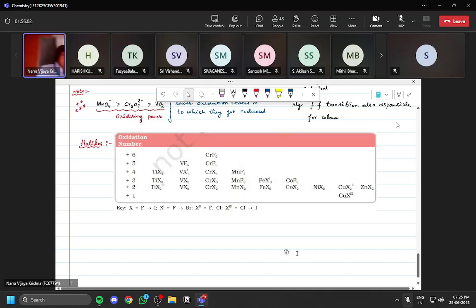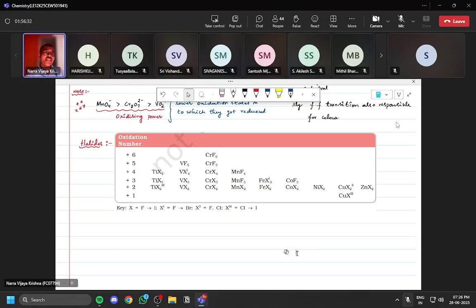Observe this table carefully, sir. Please. Here they gave titanium X4, titanium X3, titanium X2. On the top, they gave Roman letter 3. Now see this, what does that Roman letter 3 indicate? Fluorine to iodine, means there is no fluorine. So TiF2 doesn't exist. That is the meaning of it. Are you able to understand why TiF2 doesn't exist?